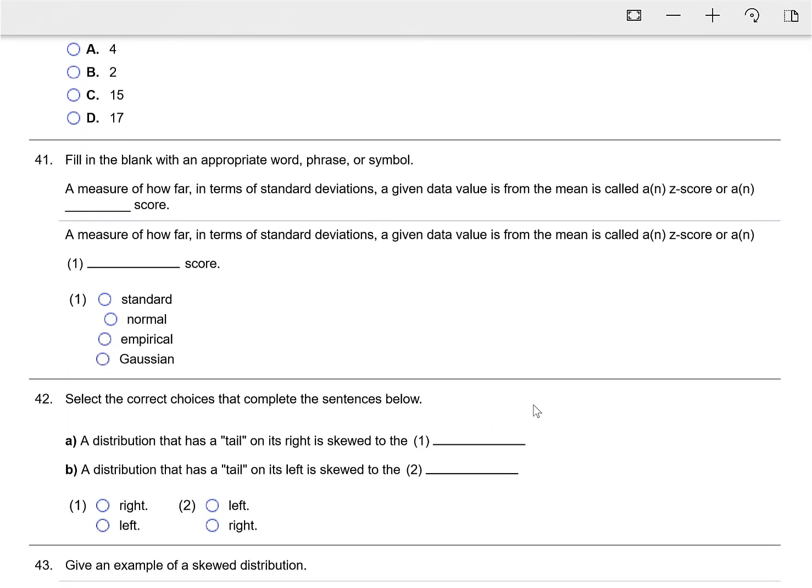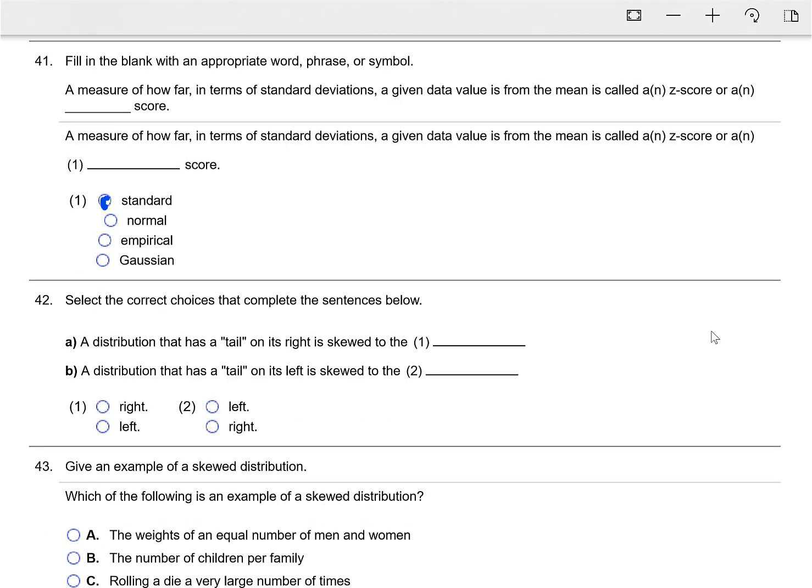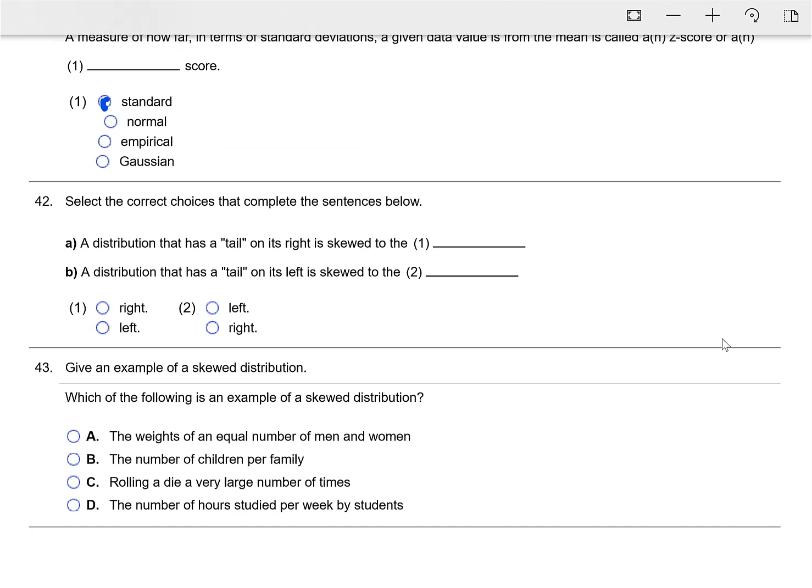A measure of how far, in terms of standard deviations, a given data value is from the mean is called a z-score, or what kind of score? And that is a standard score. A distribution that has a tail on the right side is said to be skewed to the right, and a distribution with a tail on the left side is said to be skewed to the left.